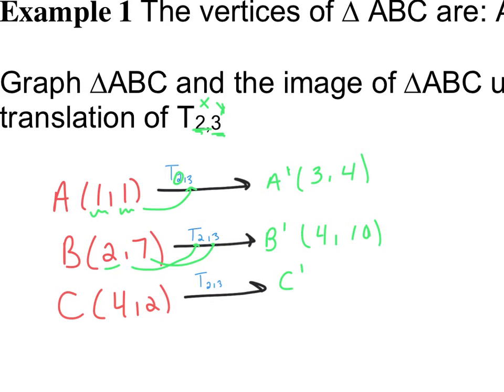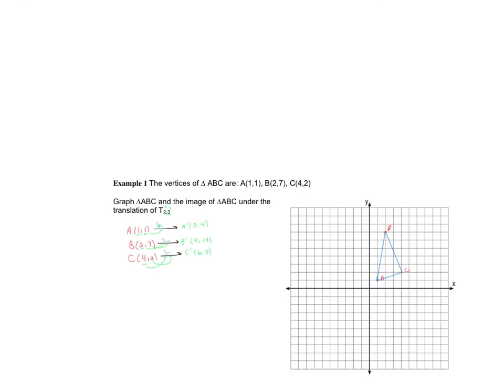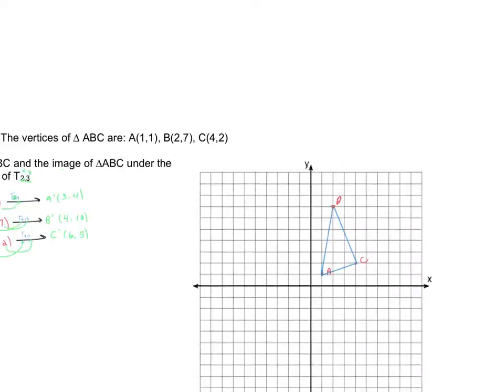Note, everything's positive so far. These are some nice numbers. I'm now going to take my 4 and do 4 plus 2, which is 6. I'm going to take my 2 and add 3, which is 5. So these are the points I'm going to plot. I'll actually model how to plot these.